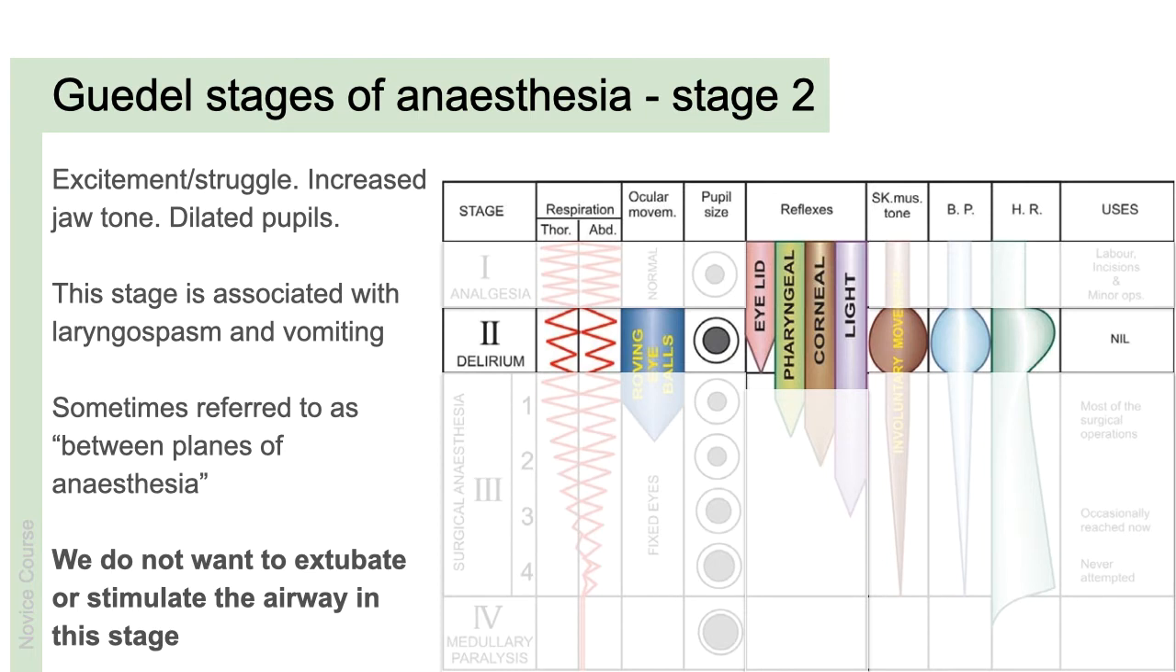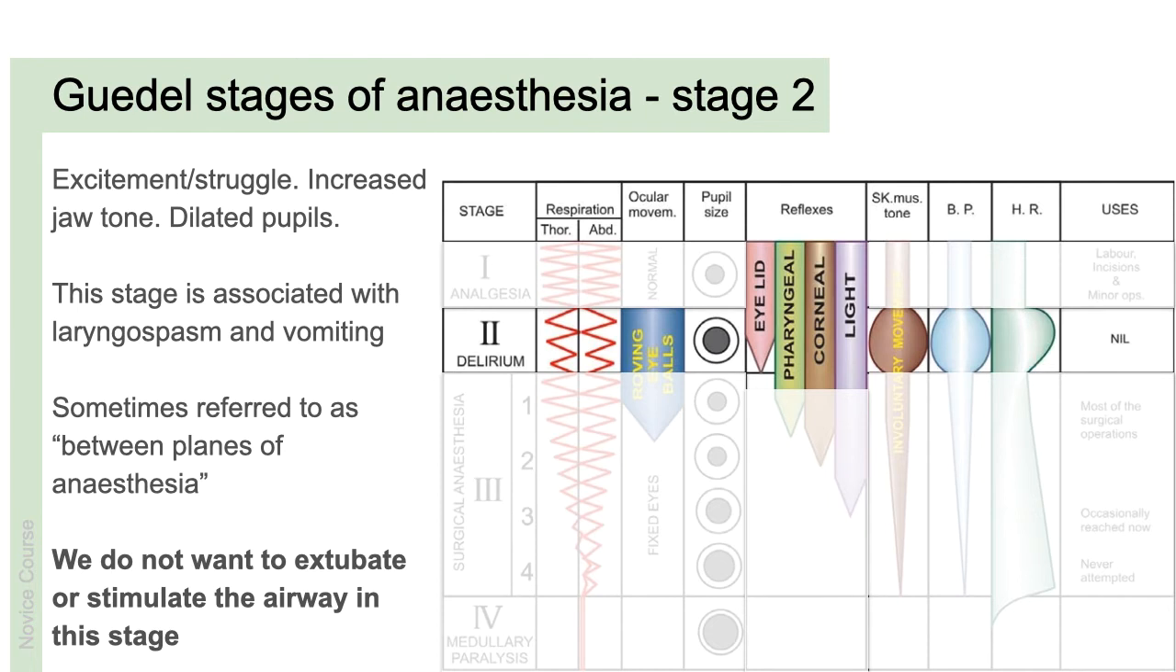Their eyes will start to roam around. The pupils will be dilated, with a slightly crazed look to their face. They will have intact reflexes, such as eyelid, pharyngeal, corneal, and light. Their muscular tone will be increased. Their blood pressure will be elevated. Their heart rate will be elevated. These patients look very agitated.